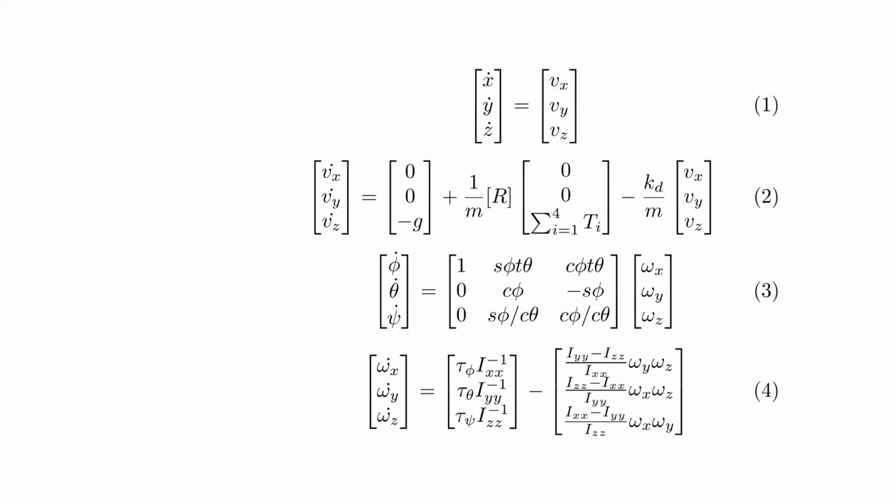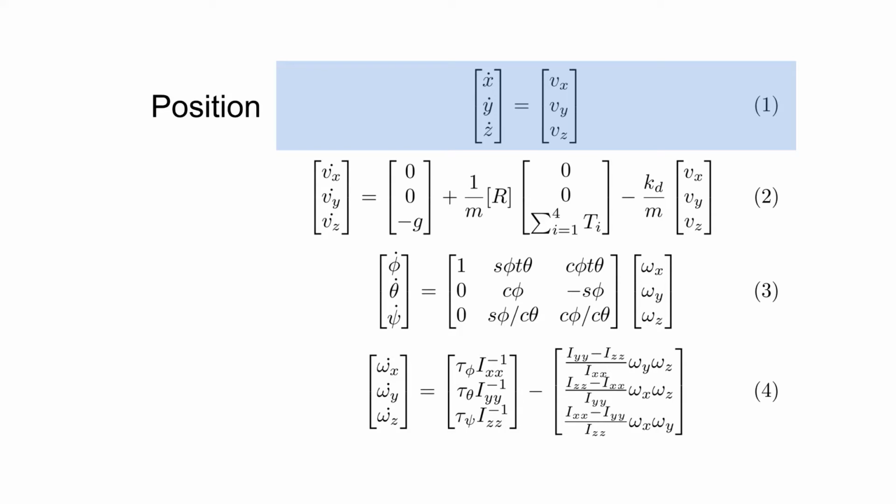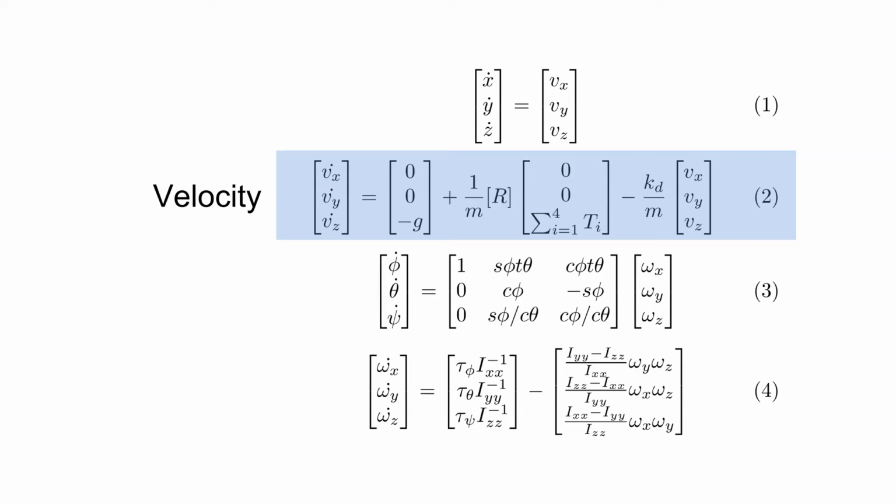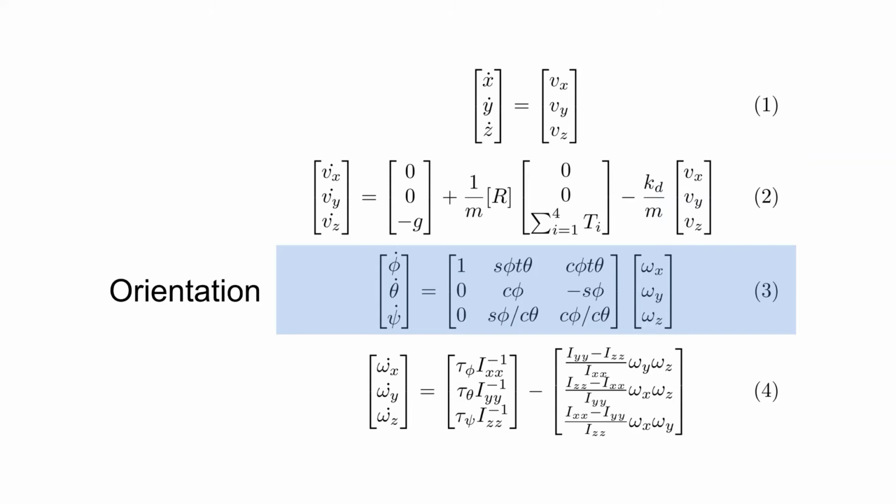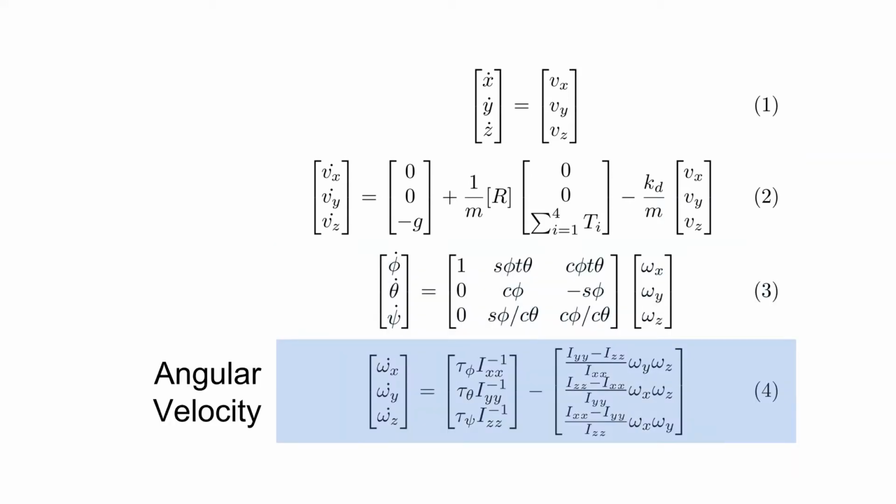The dynamics of quadcopters are complex and highly nonlinear. We use a state space model with 12 states for each quadcopter. First, the position of the quadcopter relative to a fixed reference frame defined by x, y, and z. Second, the linear velocity of the quadcopter in the same reference frame. Third, the orientation of the quadcopter in space defined by the roll, pitch, and yaw angles. And finally, the angular velocity relative to the body reference frame.